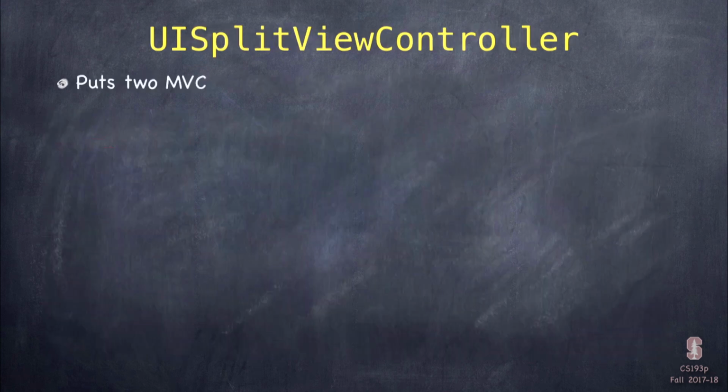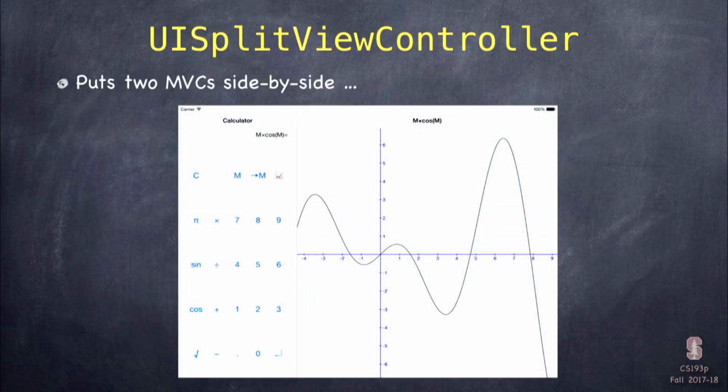All right. Next, let's talk about split view controller, probably the second simplest one. It's only 2 MVCs in its view, and it puts them side by side with a very thin line in between them. So here's a little calculator app.